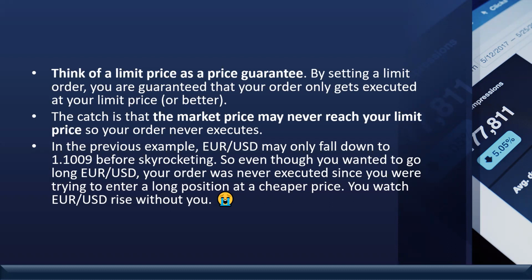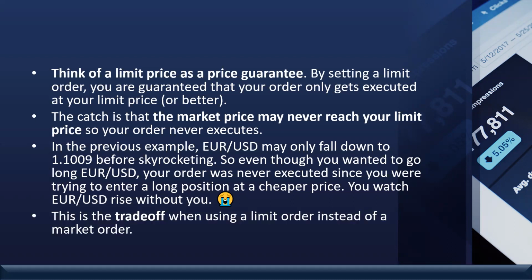So in the previous example, Euro USD may fall down to 1.0900 before skyrocketing, and your order is never executed. So even though you wanted to go long, your order was never executed since you were trying to enter a long position at a cheaper price. So your Euro USD will move without you. This is the trade-off when using a limit order instead of a market order. Remember, a market order is instant, while a limit order waits, picks up your order and moves.